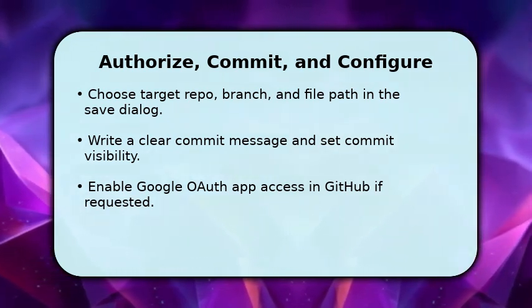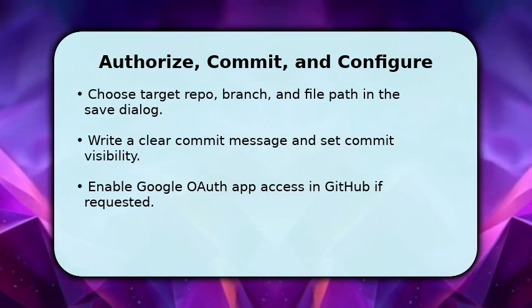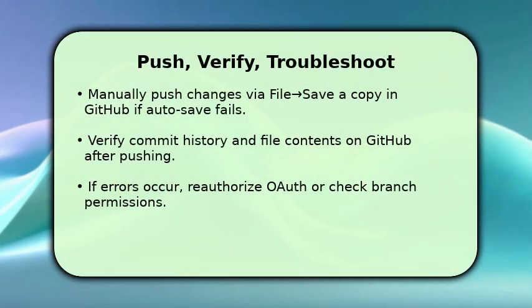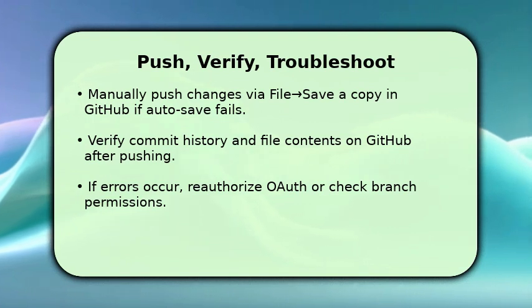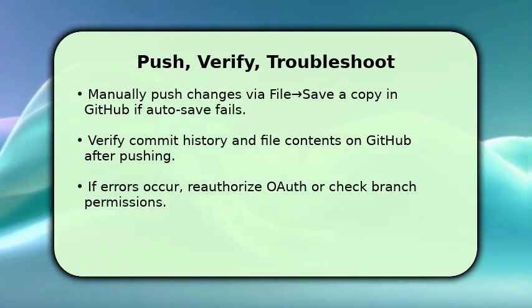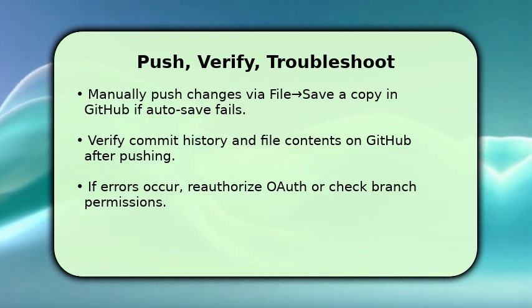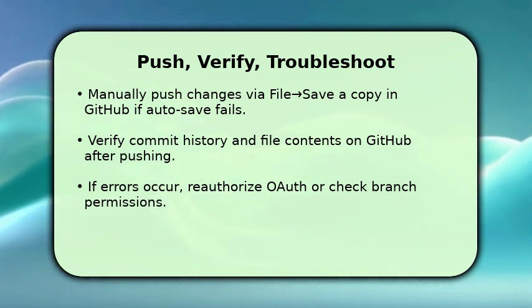To finish, save or push your final changes from Colab using File, then save a copy in GitHub so the notebook lands in the repo. Then verify on GitHub that the commit, file path, and content match expectations. View the commit history to confirm.